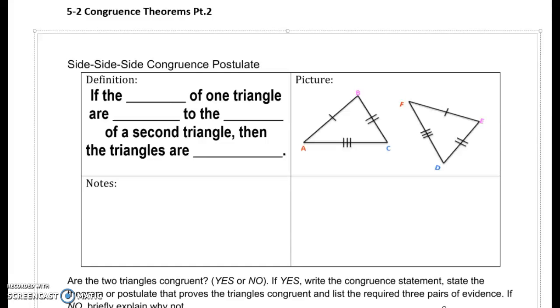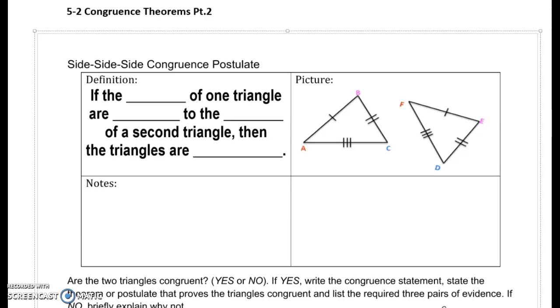Alright, this is part 2 of Congruence theorems. We have 2 more shortcuts to learn today to add to the 2 from last time, which were angle side angle and angle angle side. So the first is side side side.